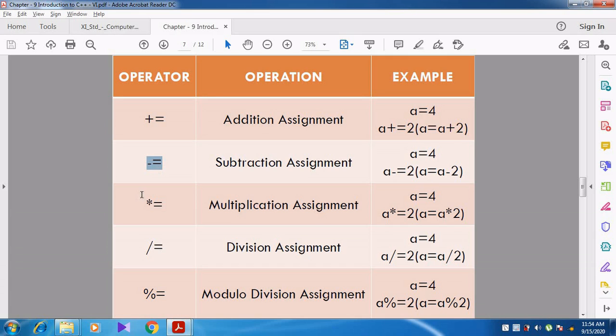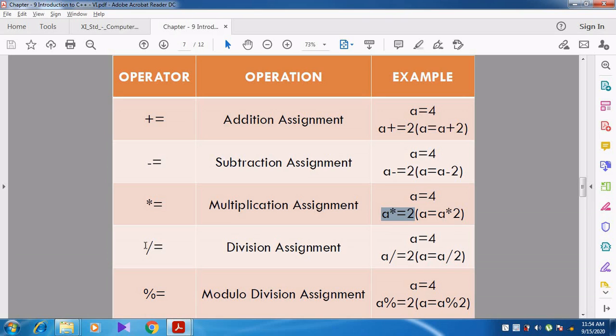Like that, see here, asterisk equal to. Asterisk equal to means multiplication assignment operator. So A equal to 4, A asterisk equal to 2. A asterisk equal to 2 means A equal to A asterisk 2.